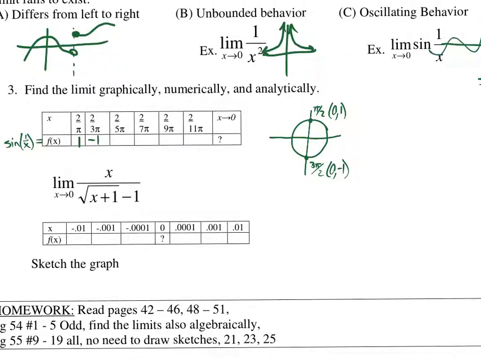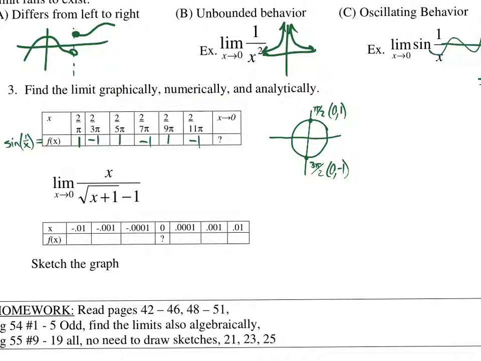So now, how about 5 pi over 2? It's 1. How about 7 pi over 2? Negative 1. How about 9 pi over 2? Negative 1. And 11 pi over 2. Okay, so listen, remember our definition of a limit, it's what it's approaching. Is this approaching anything? No, it's just bouncing back and forth between 1 and negative 1. So the limit's not defined. Okay?